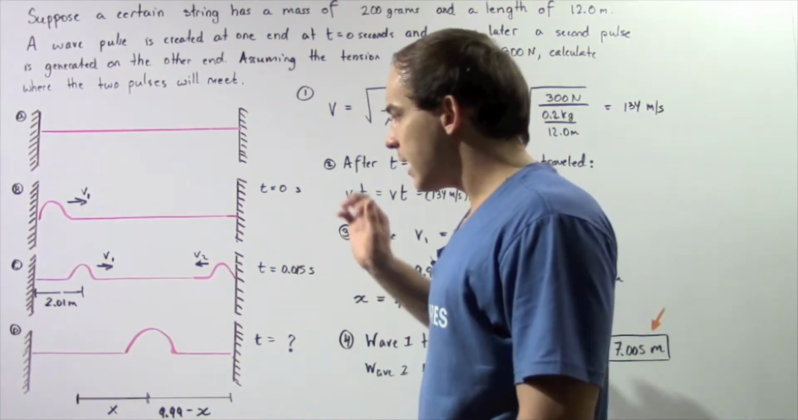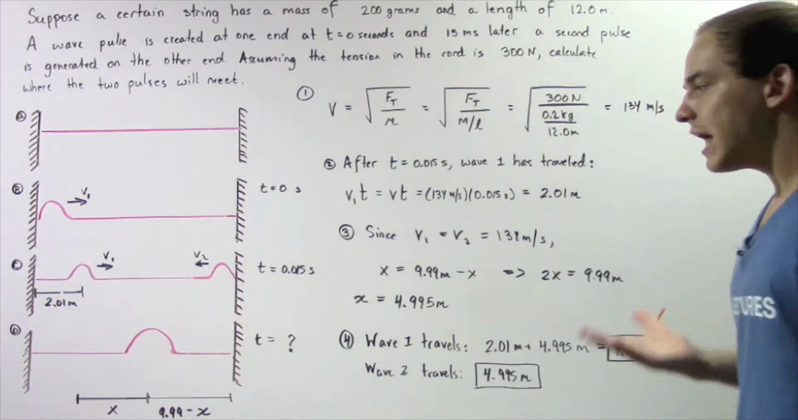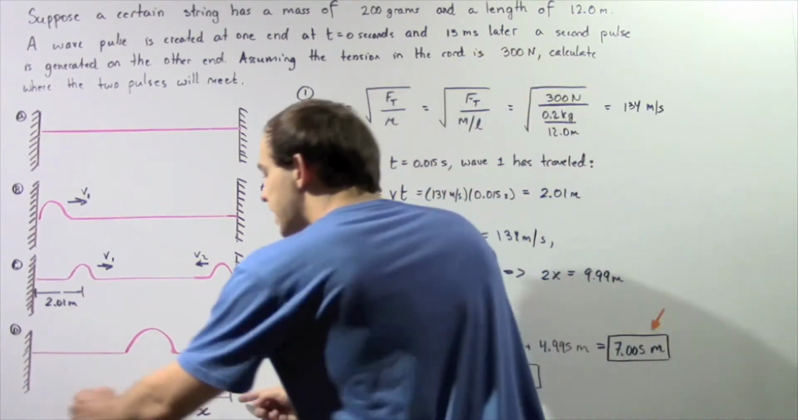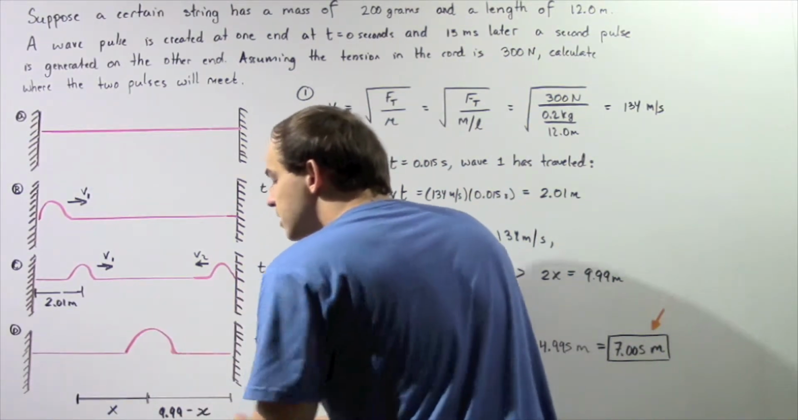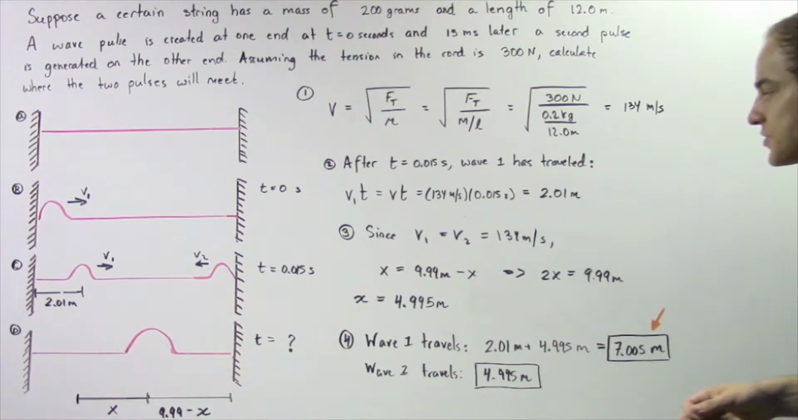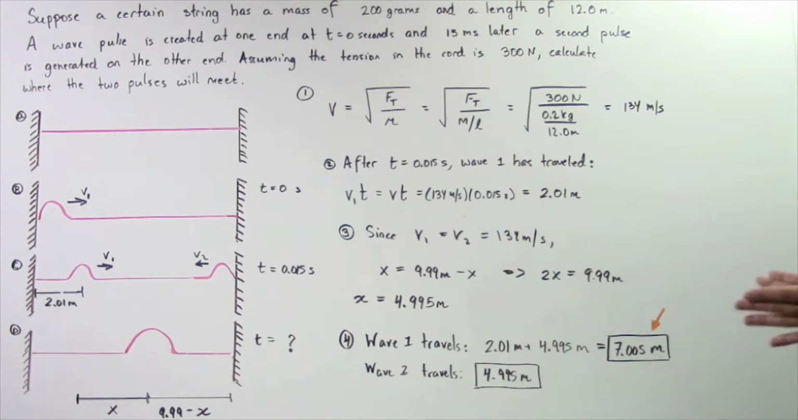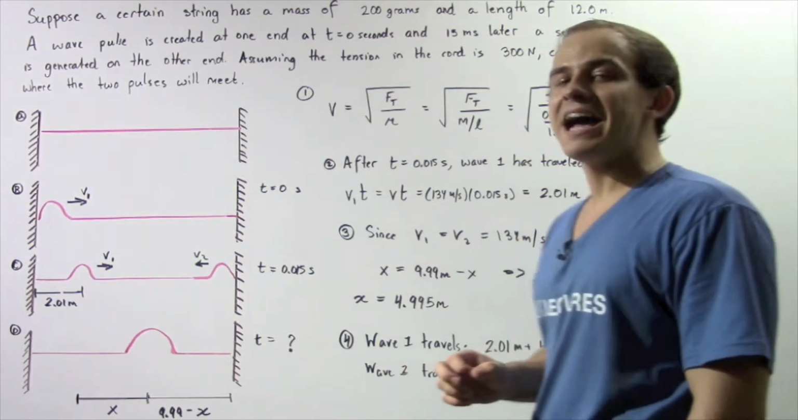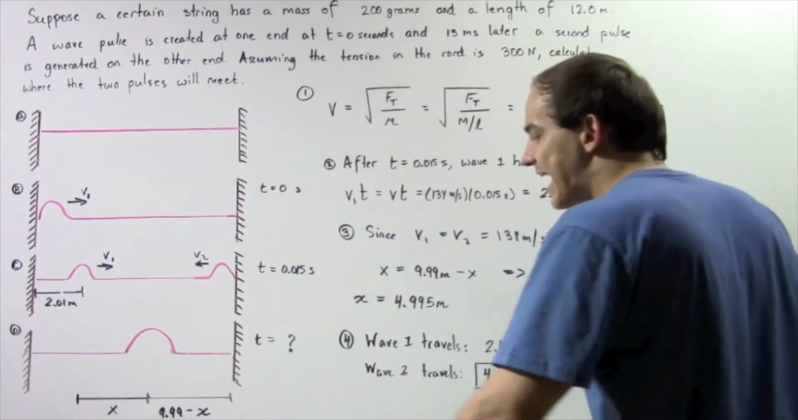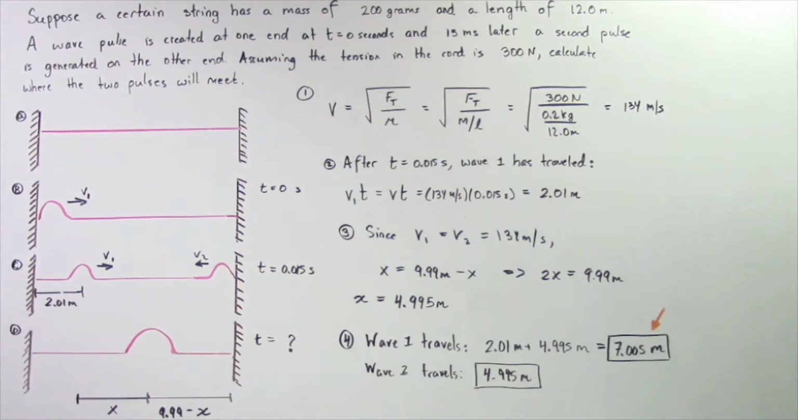But notice an interesting thing. Wave number 1 and wave number 2 have the same exact velocity. So that means the distance wave number 1 travels and the distance wave number 2 travels is exactly identical. So it's half. So that means x is equal to 9.99 meters minus x. So we bring x to the left side and we divide by 2 and we find that x is equal to 4.995 meters. So this distance is 4.995 meters and this distance is simply 9.99 minus 4.995 meters.